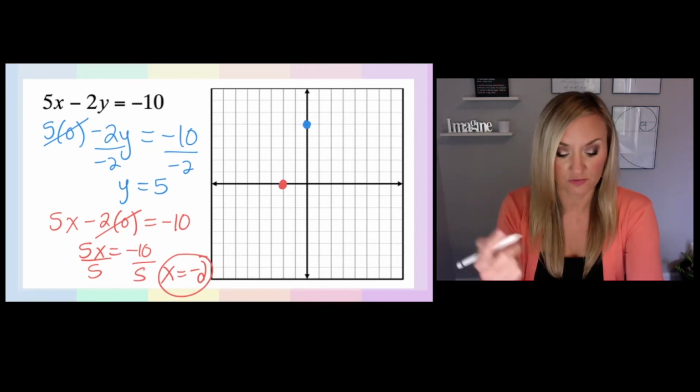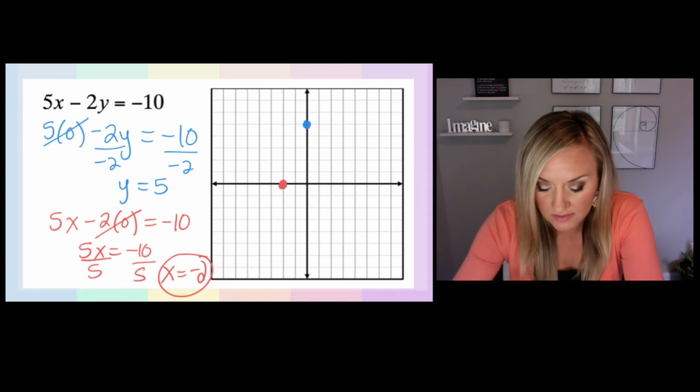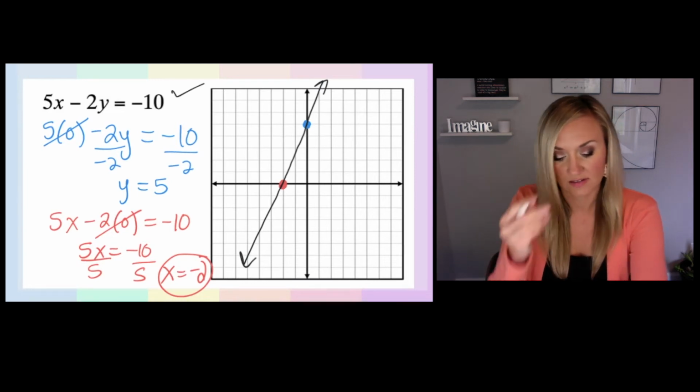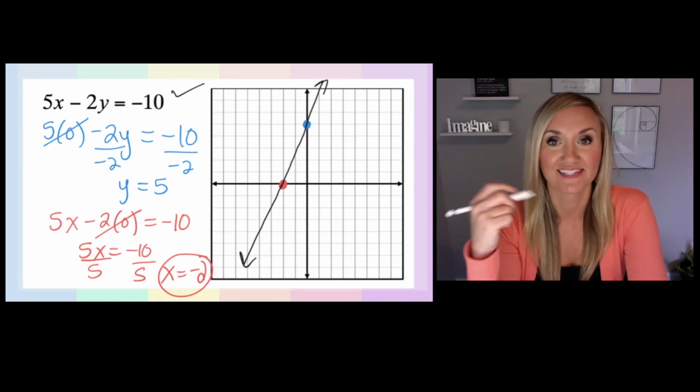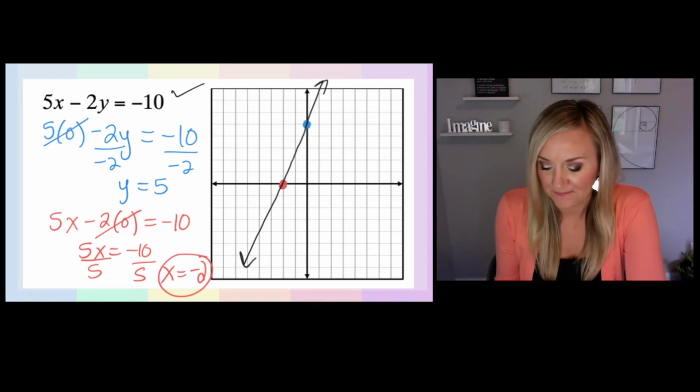Awesome. So now that I have my 2 points, guys, any 2 points is a line, and now you have graphed this equation by using intercepts. Pretty cool, huh? All right, so let's do some more practice.